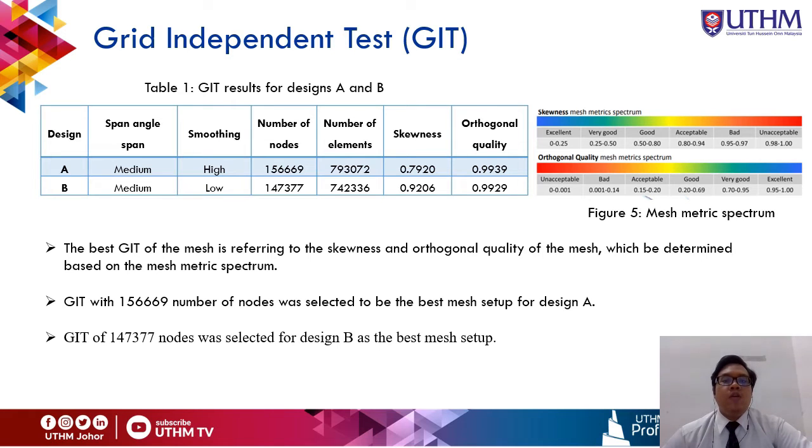The GIT of 147377 nodes was selected for design B as the best mesh setup because the skewness of the mesh is the lowest and accepted compared to other nodes. The orthogonal quality of this node is also in excellent condition.